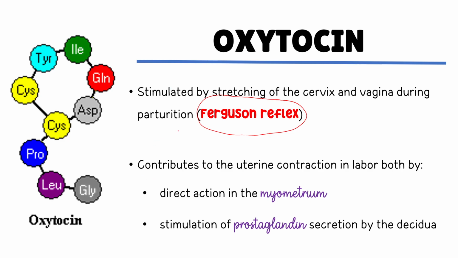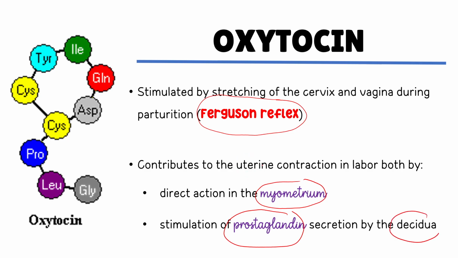It contributes to uterine contraction in labor both by direct action on your myometrium, the smooth muscle tissue of our uterus, and it will also stimulate prostaglandin secretion by your decidua. Prostaglandin is a different substance that will also help promote uterine contraction. So it is also like a helper of oxytocin, like the ADH and ACTH relationship, wherein oxytocin will also ask for help from your prostaglandins in order to further promote uterine contraction.